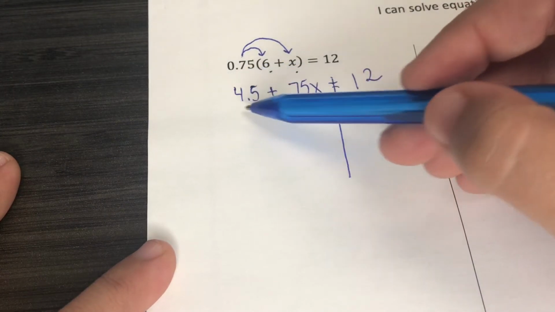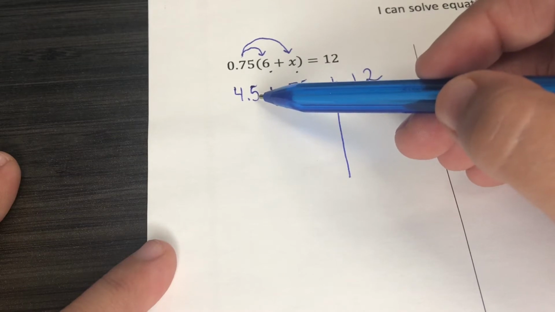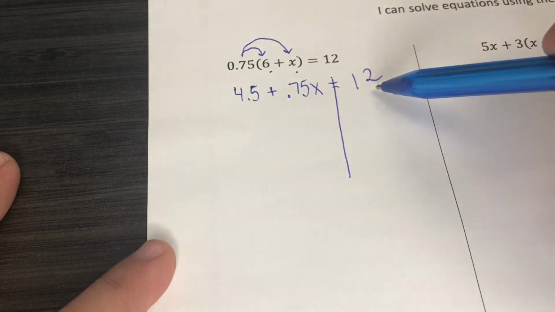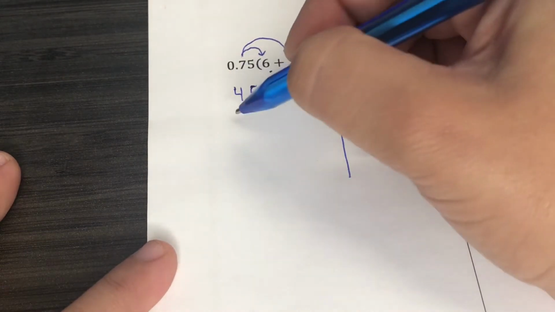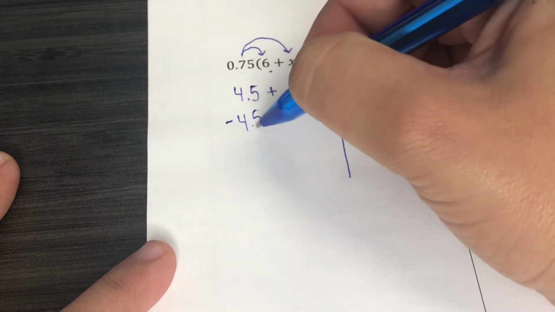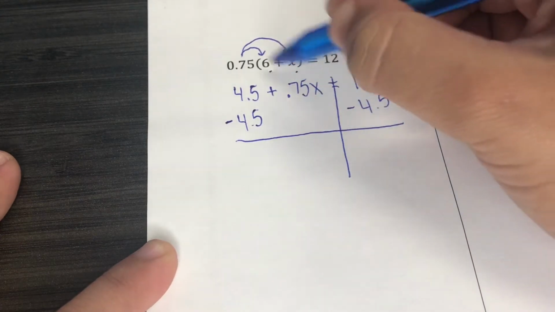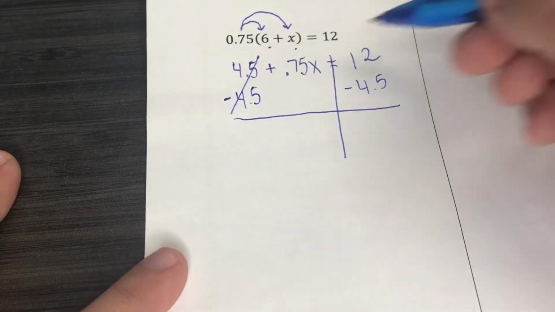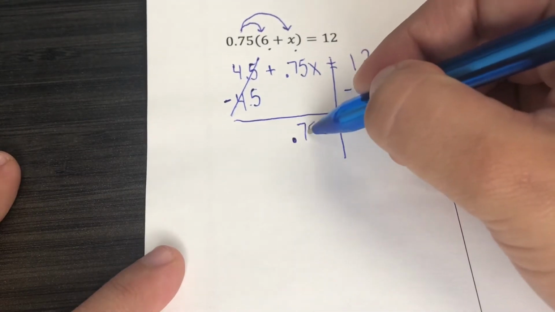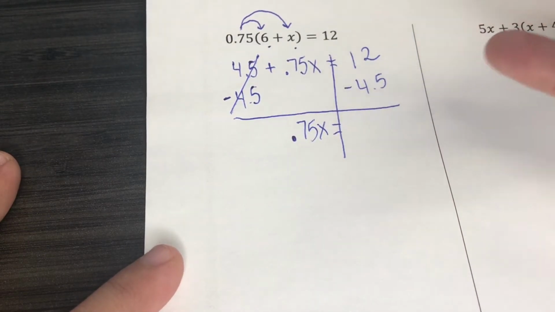Because this is a positive 4.5, we must use our inverse operation, or the opposite of plus, to move it to the other side of the equal sign. The opposite of plus 4.5 would be minus 4.5 on both sides. 4.5 minus 4.5 is 0, so it cancels out just like we'd like it to. And we're left with 0.75x is equal to 12 minus 4.5, which is 7.5.